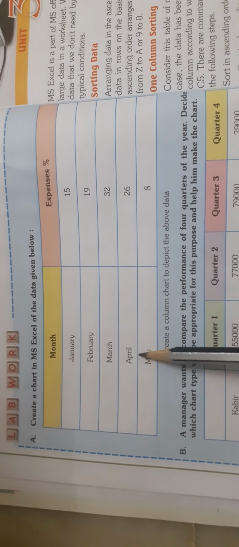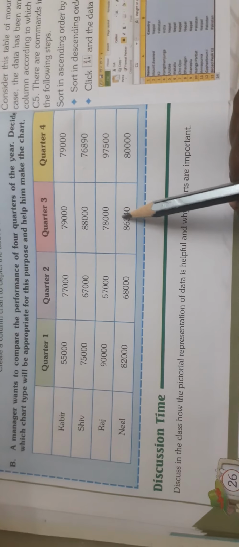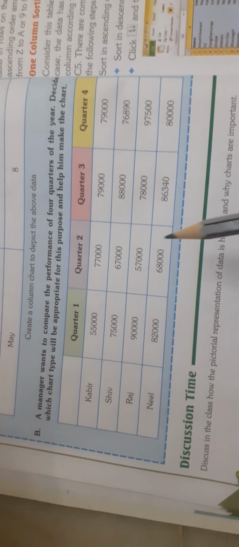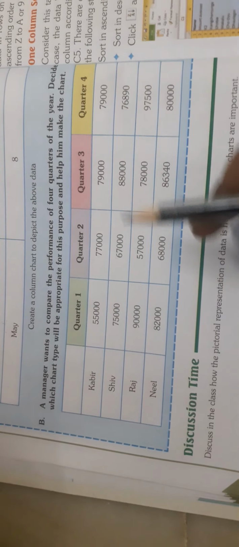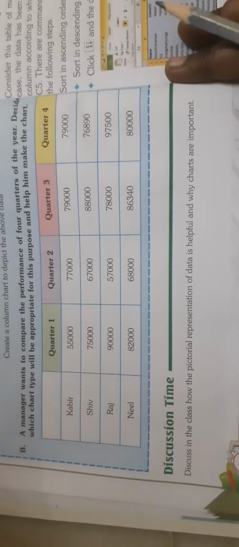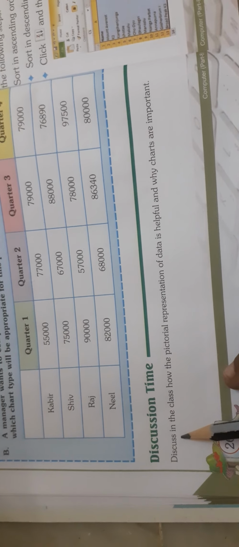This lab work we will see in school. But if you are having anybody computer at your home, computer or laptop, you can type this table in Excel and create a chart. Here create a chart in MS Excel of the data given below. Any type of chart you can create, bar chart, column chart. I showed now how to create, and this chart also you can create if you are having a computer or laptop at your home. Otherwise you leave it. We will see if we open the schools.